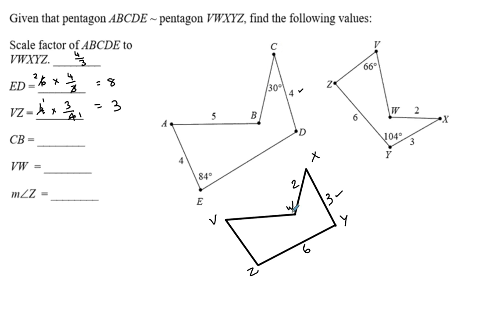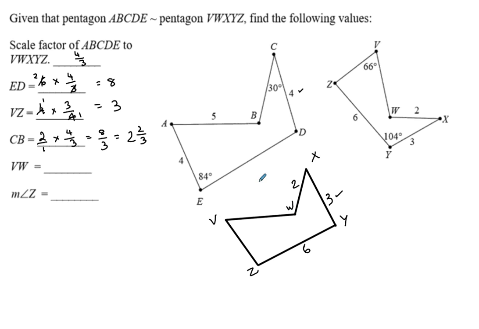Okay, CB, so that bit there. So we've got the smaller length of 2. So we're going 2 times 4 over 3. And we cross multiply, we multiply straight across. So you've got 8 over 3, which is 2 2/3.